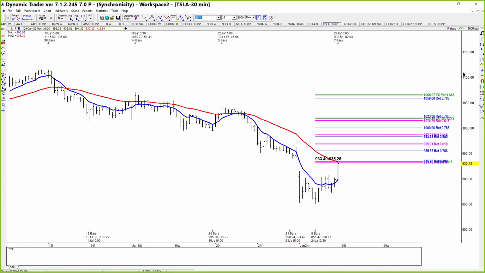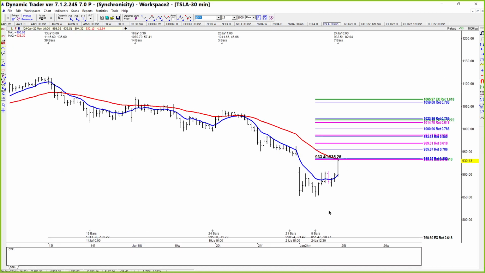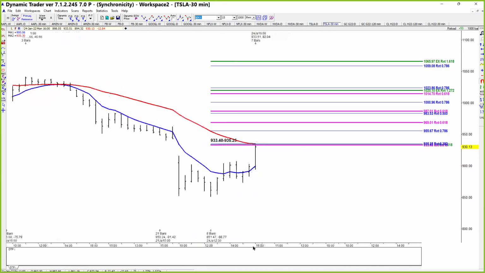Tesla did not cross on a 30-minute chart with the 8 and 34. The 8 is down here, the 34 is up here. I told you it only did it on a 15-minute chart or the more aggressive swing trade trigger.